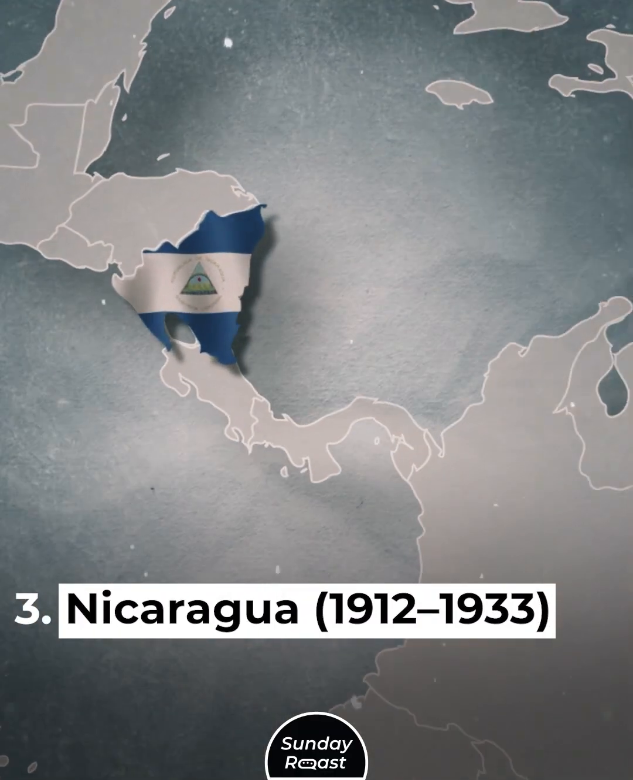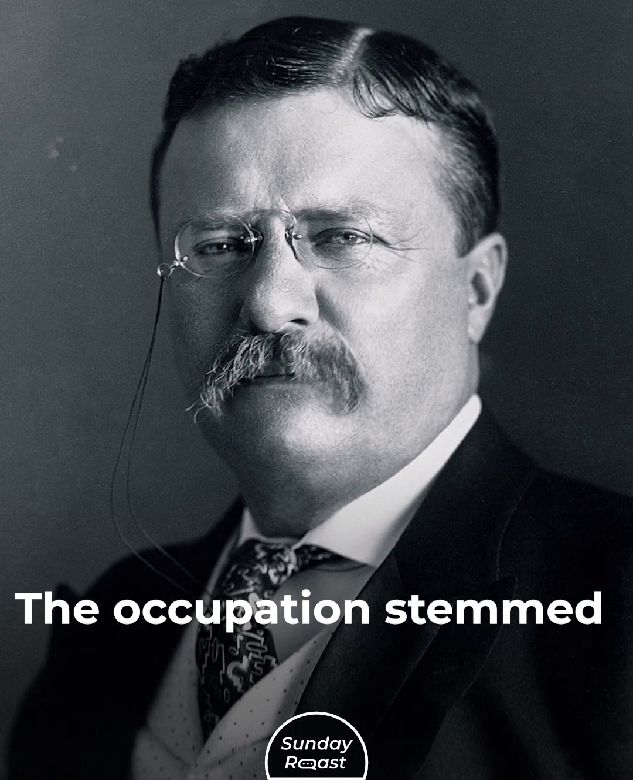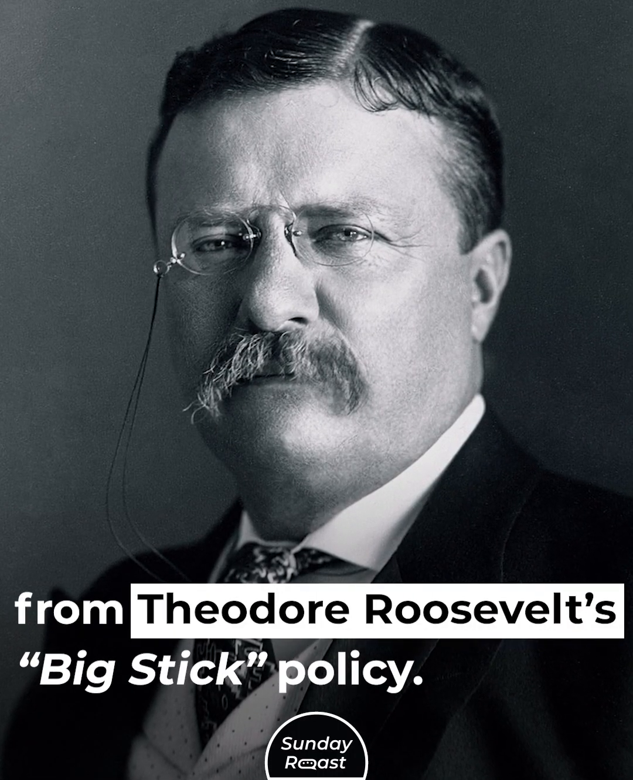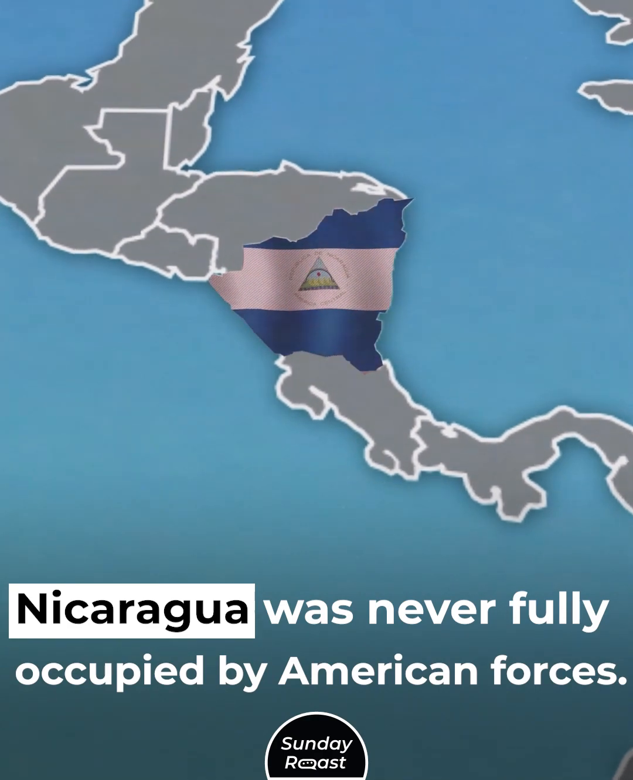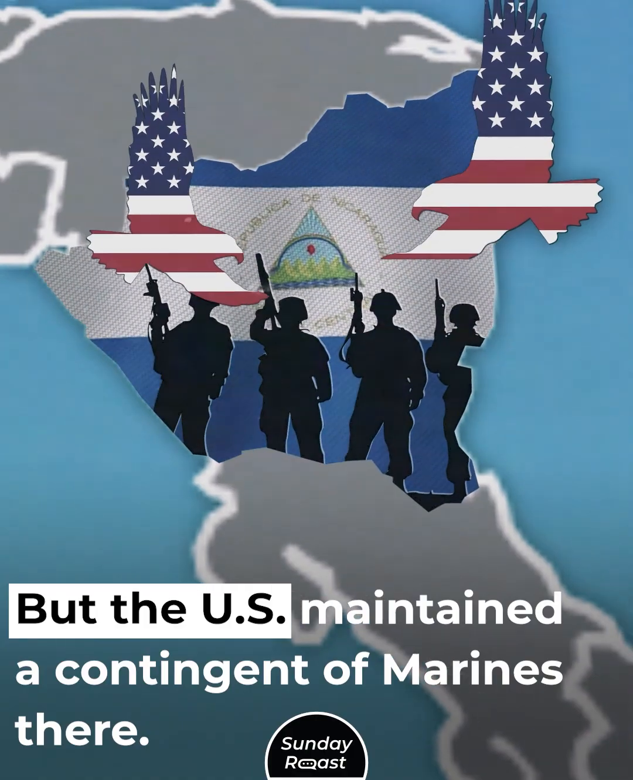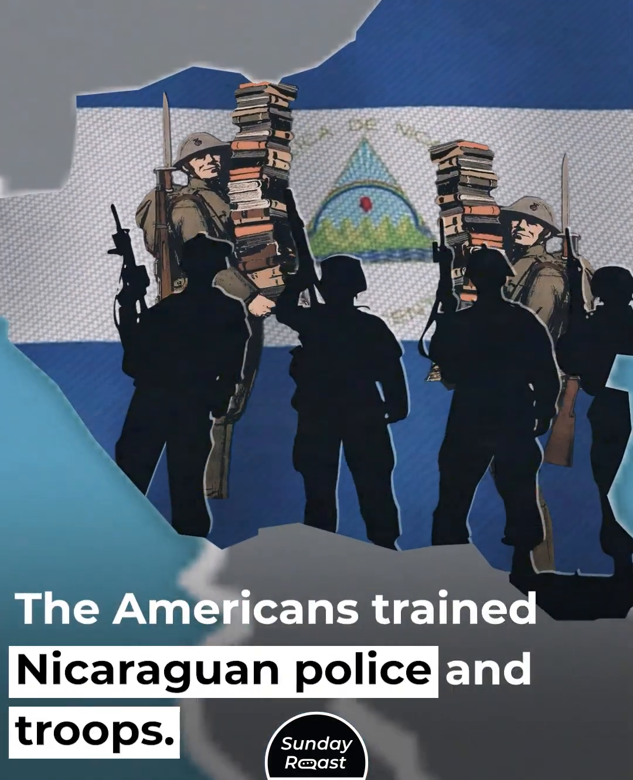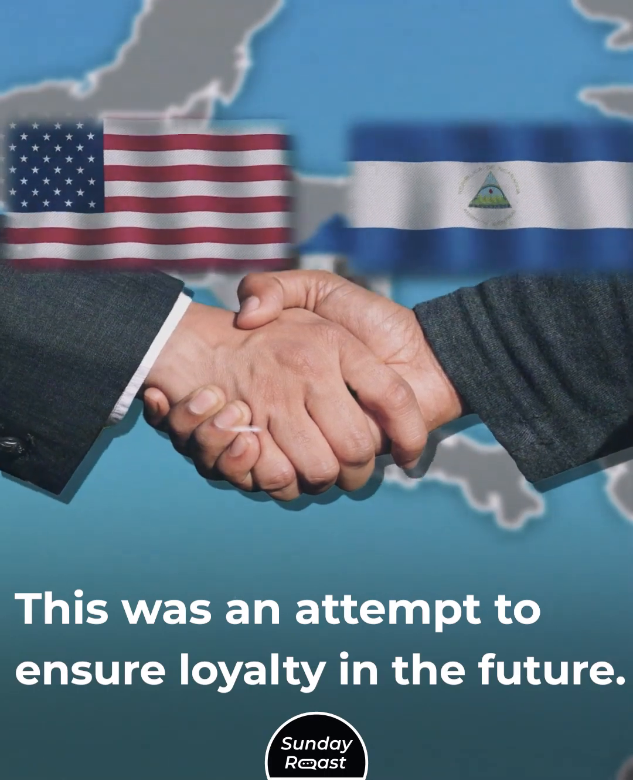3. Nicaragua, 1912 to 1933. The occupation stemmed from Theodore Roosevelt's Big Stick policy. Nicaragua was never fully occupied by American forces, but the U.S. maintained a contingent of Marines there. The Americans trained Nicaraguan police and troops. This was an attempt to ensure loyalty in the future.